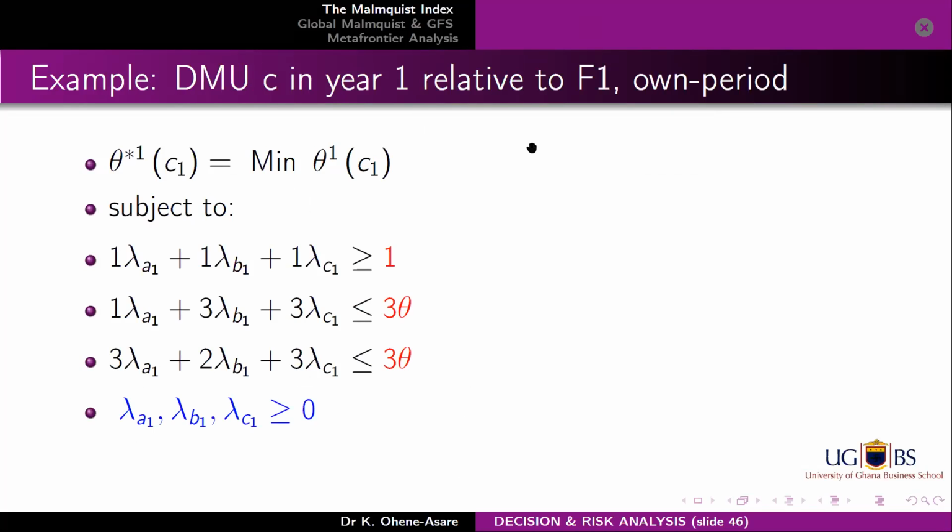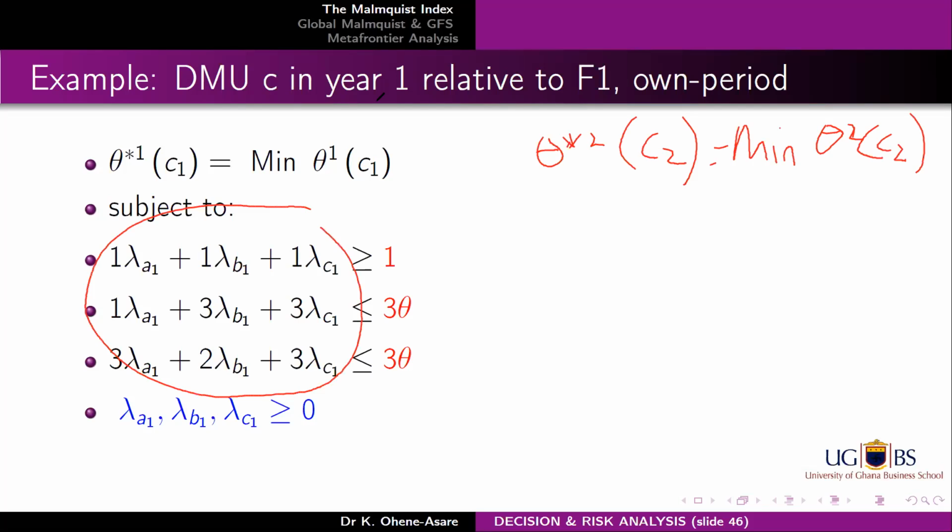If you were to do this, and we are talking about DMU C2, you have to write something like theta star, own period, so it's going to be 2, into bracket C2, equal to minimize theta 2 C2. Then you are going to do the same thing here. It won't change, and the non-negativity constraint will not change as well. What is going to change are the right-hand side values. The one will not change because that's the same value. And so you just have to go to C2.